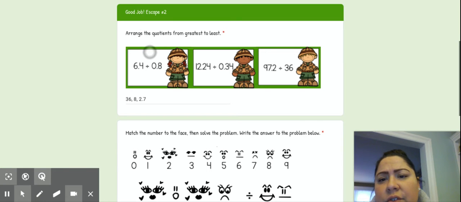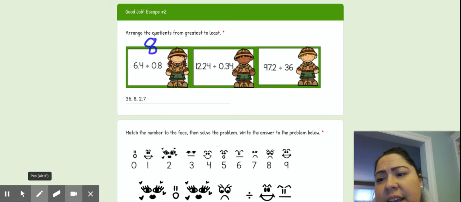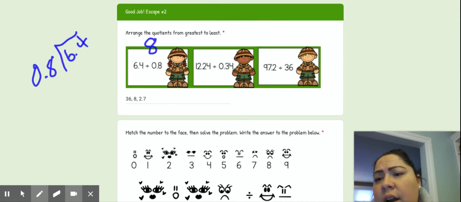I can't write on this screen. It won't allow me to just write. Let's see. The answer for this one is just 8, right? Because I'm going to do some work off to the side here. If I have 0.8 and I have 6.4, remember when there's a decimal on the side, you need to slide. So now there's no decimal in here. And 64 divided by just 8 is 8.